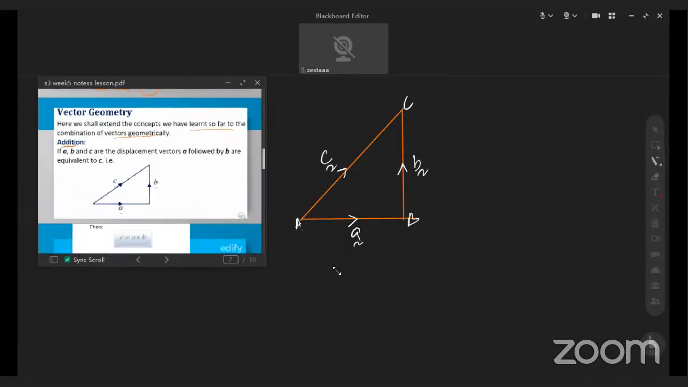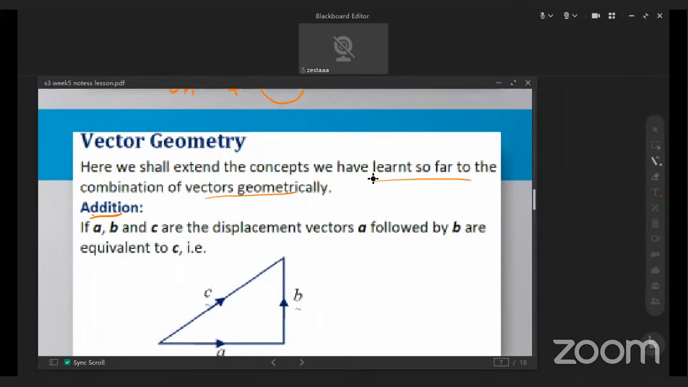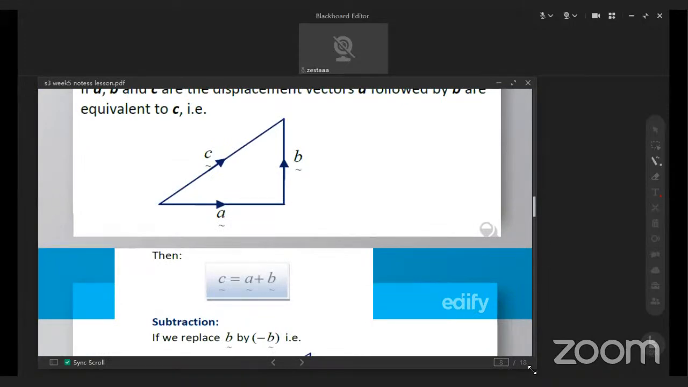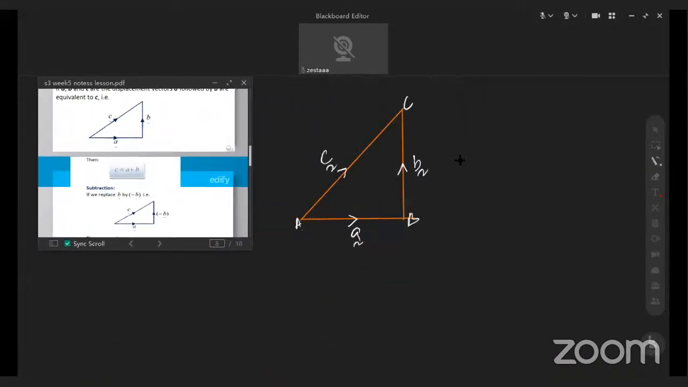So in the addition of this, if we have those displacement vectors there, as I've labeled there, we say, please take note of this in the beginning, that vector C is equal to vector A plus vector B. For you to come up with this AC, it's like you're saying AC is equal to AB plus BC.